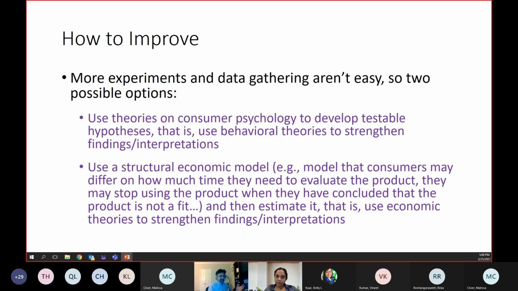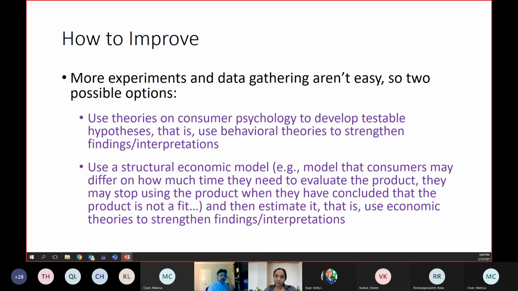The other possibility is actually what Hema is really good at. I know she's an expert in structural economic modeling. Probably she can model that consumers may differ on how much time they need to evaluate the product. They may stop using the product when they have concluded that the product is not a fit and they have no further interest in it. She can probably model all of this in an economic model and then use the structural model to estimate the result. And from the same data, you'll be able to say more about the mechanism.